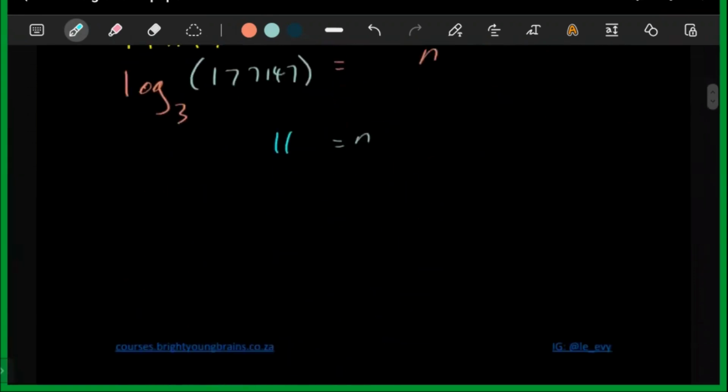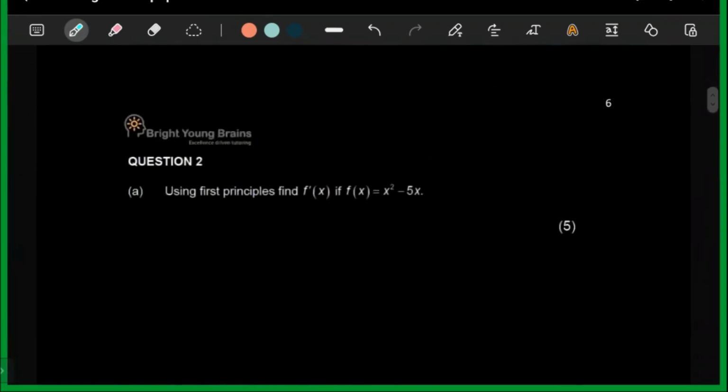We move on now to question number 2. Question number 2 says we need to work this out using first principles. Or rather, it says using first principles, find the first derivative f prime, if f is equal to x squared minus 5x. And then it says here, it's a 5-mark question. So let us just dive into it.